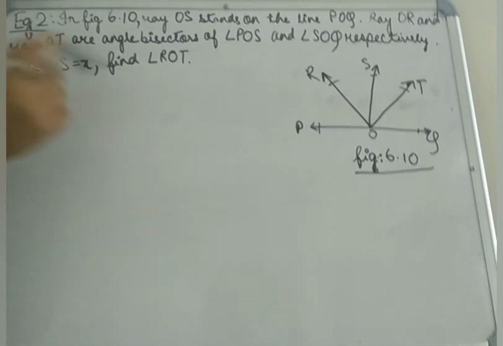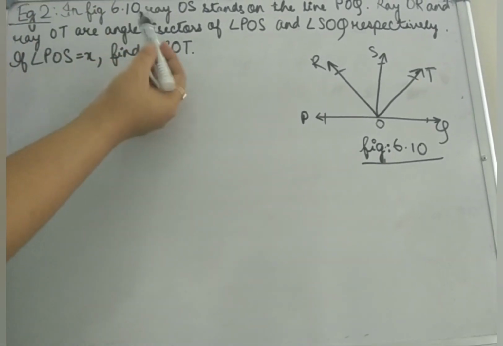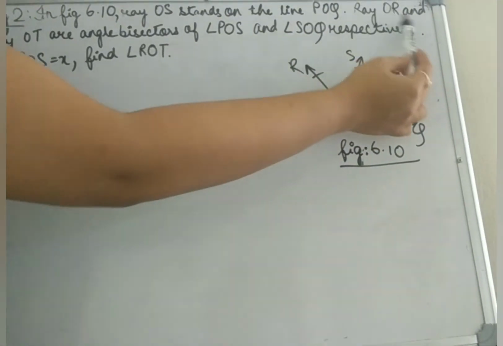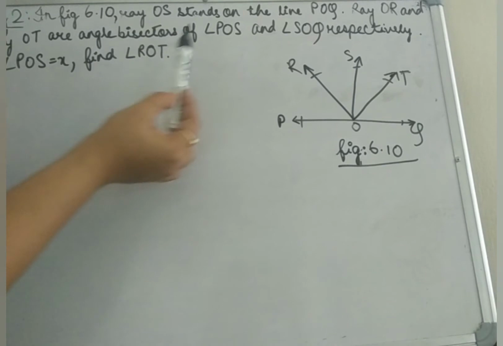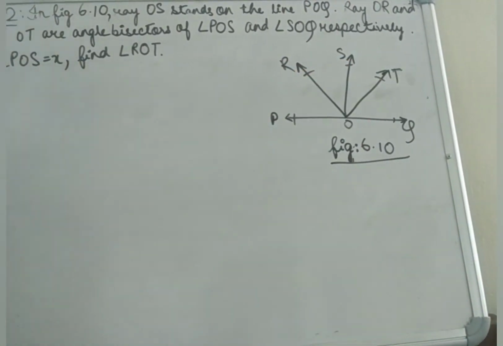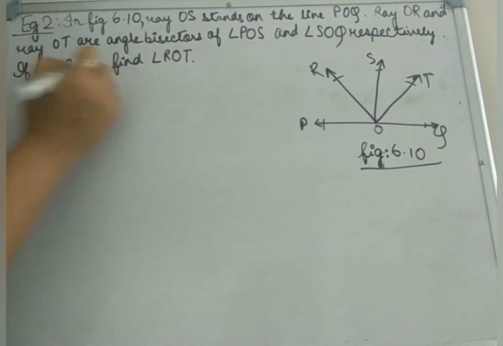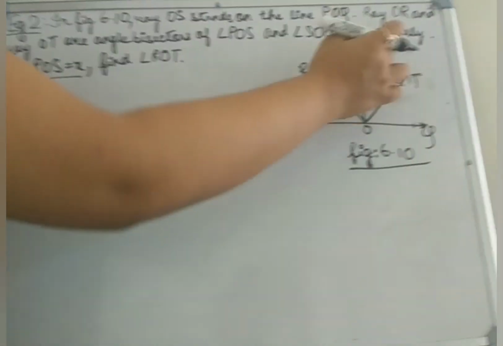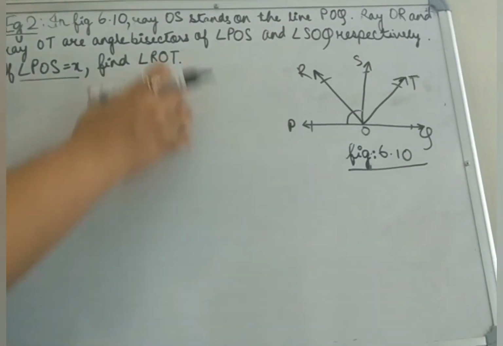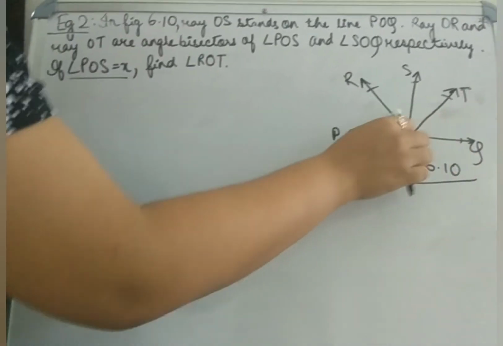This is the last question and it is example number 2. In figure 6.10, ray OS stands on the line POQ. Ray OR and ray OT are angle bisectors of angle POS and angle SOQ respectively. It is also given that angle POS is equal to X. We have to find angle ROT, this whole angle.